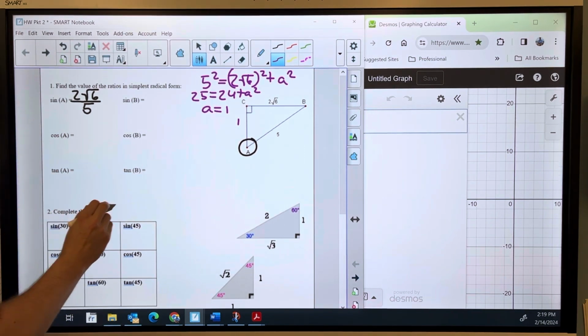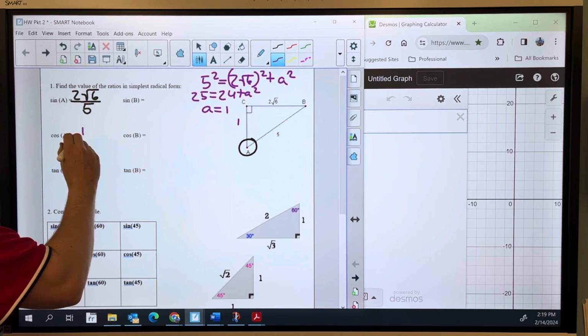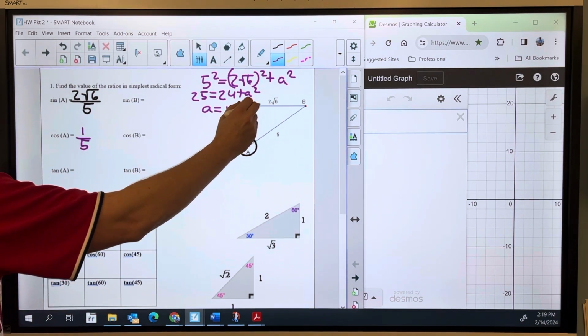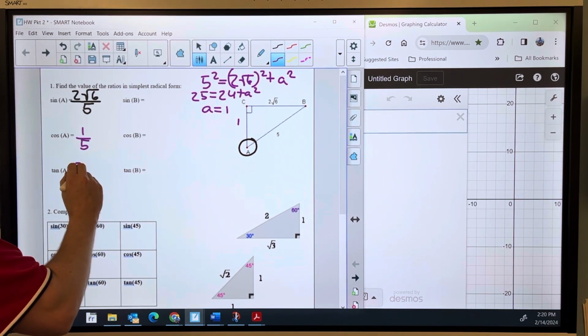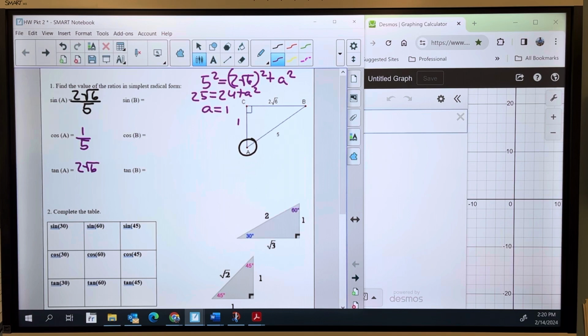So now cosine of A, adjacent over hypotenuse. So that's 1 over 5. And then finally tangent. Tangent is opposite over adjacent, or 2 root 6 over 1. I'm just going to leave this 2 root 6.